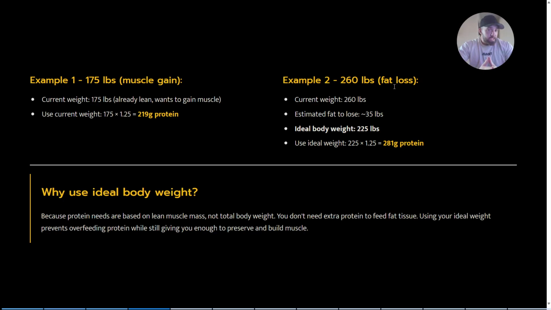Example two, if you're 260 and you have an estimated fat loss of 35 pounds, your ideal body weight is 225. 225 times 1.25 is 281 grams of protein.